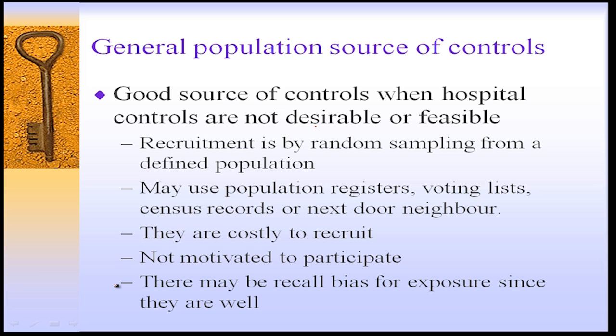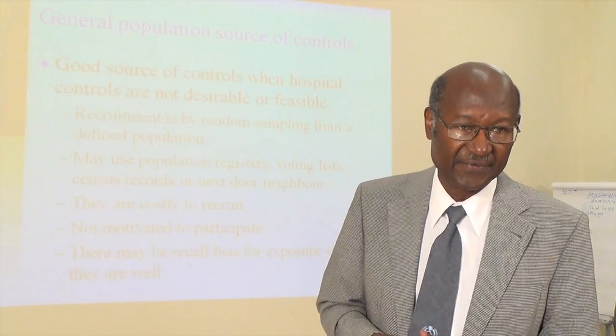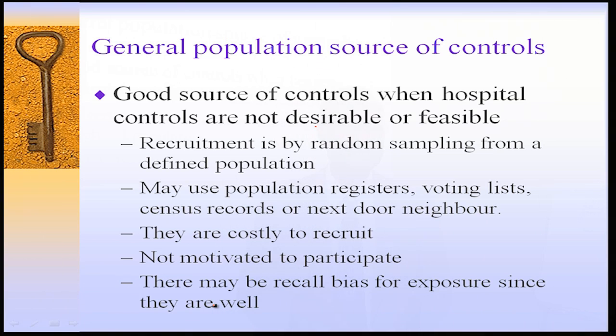These are rather costly to recruit from the general population. They may not be motivated to participate in your study. This is a very good way of getting controls, but because they are not motivated to participate in your study, it may be a limitation. There may be recall bias for exposure, since these are not sick, they are well, and they wouldn't bother remembering exposures in the past that could be related to the disease.